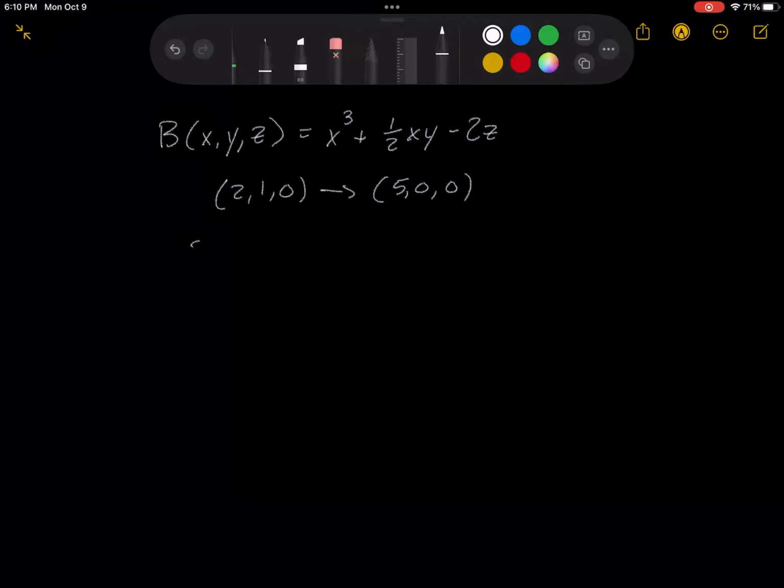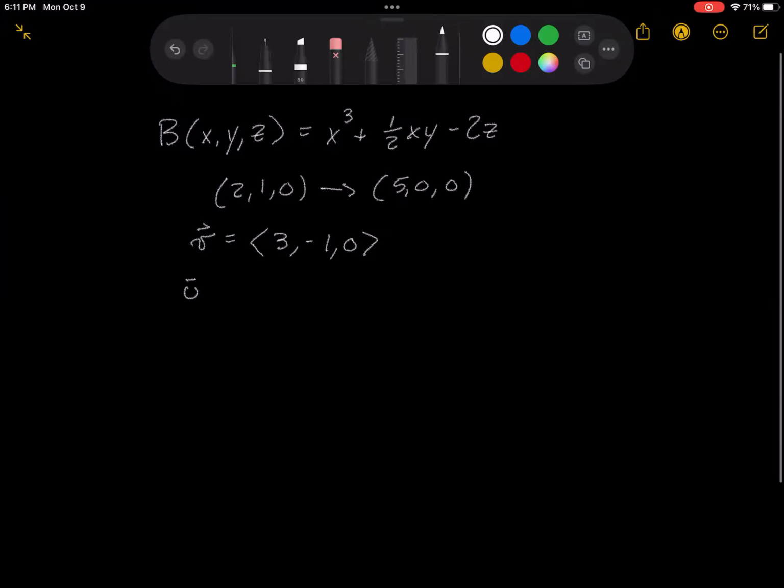This directional vector is then (5 minus 2, 0 minus 1, 0 minus 0). Right, so that's the vector that points me from my initial point to my terminal point. Now, I need to find a unit vector in this direction, right? Because I don't want this vector to have length, because that's going to change my problem. I want it to just point me in the right direction.